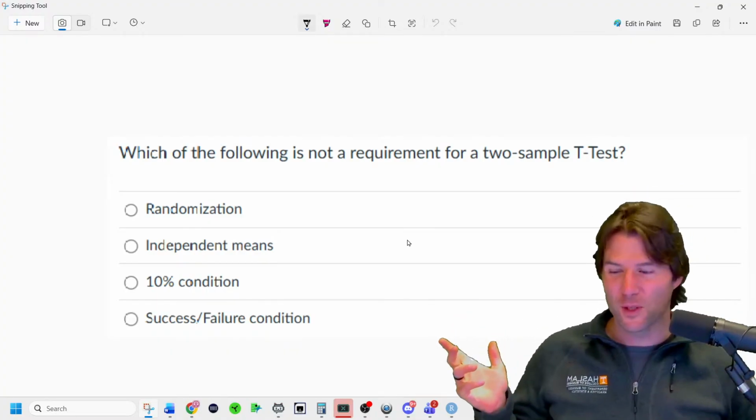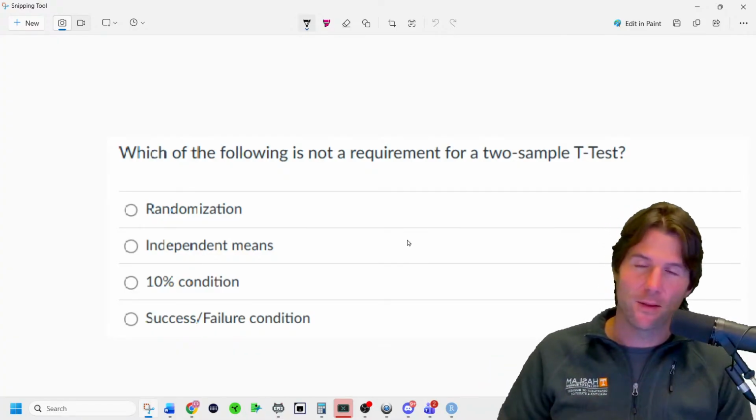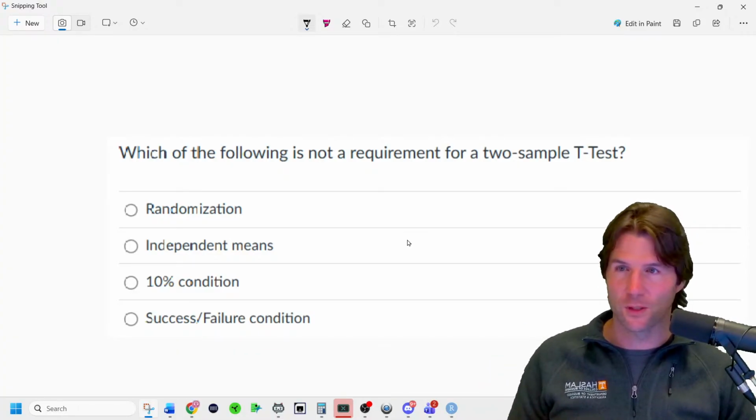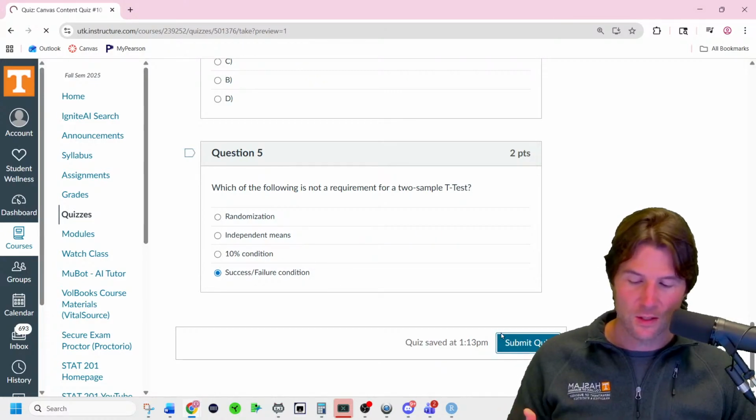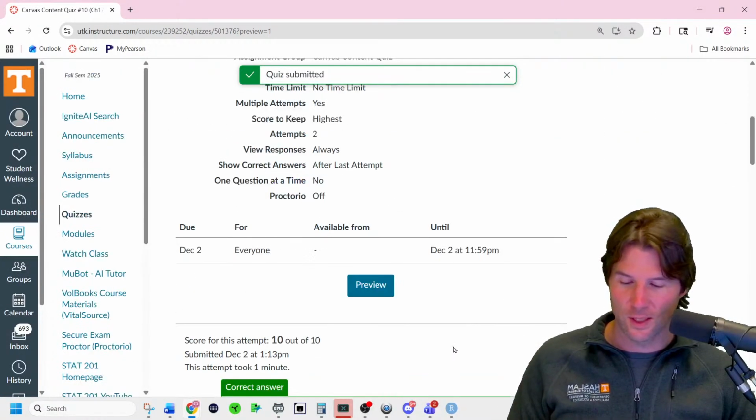If you get this question, I'd hope this would be an easy one because you go random, 10%. And then the last condition is independent means. The third one is nearly normal. So nearly normal is for quantitative data, success failures for categorical data. Nearly normal is not listed there, but we'll do one more.